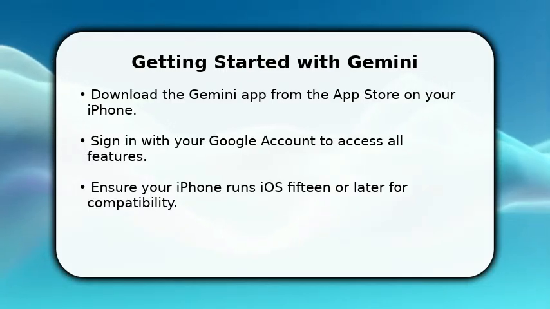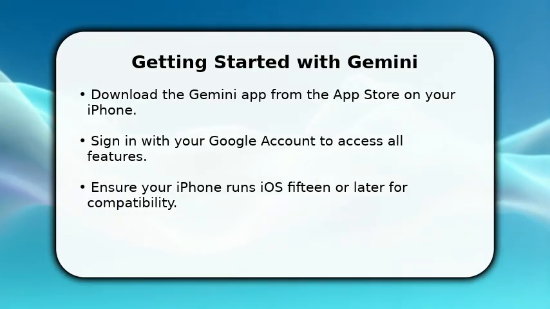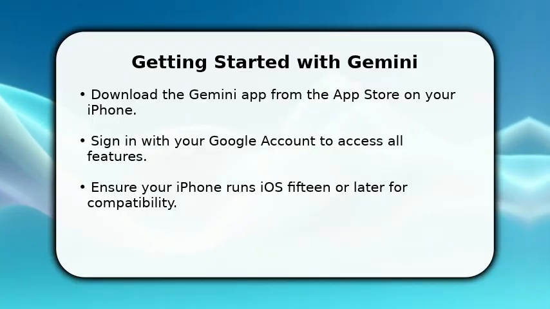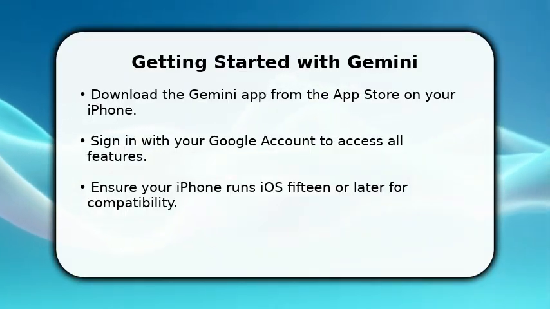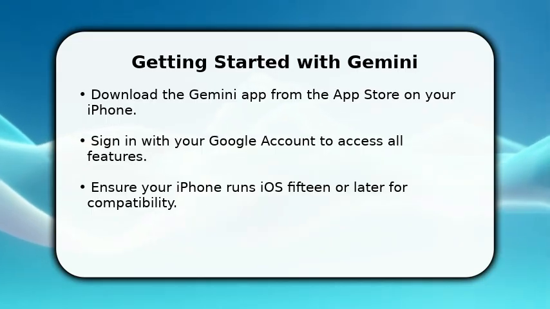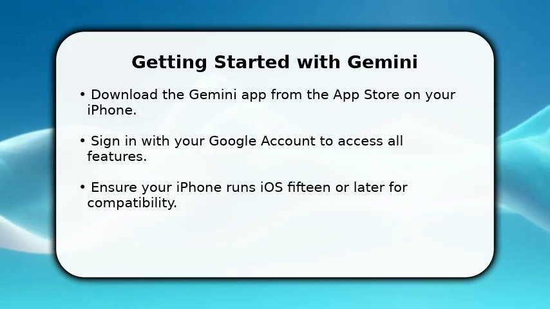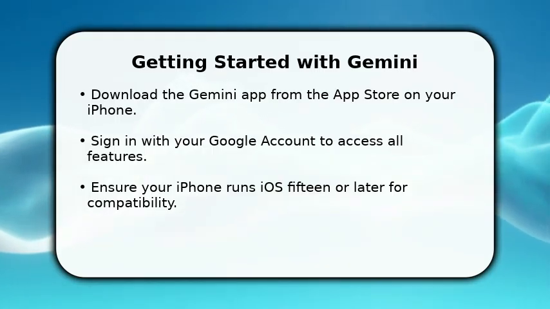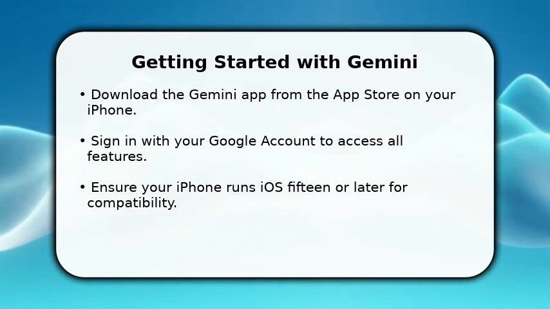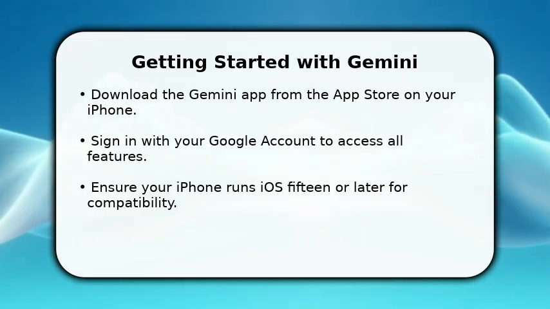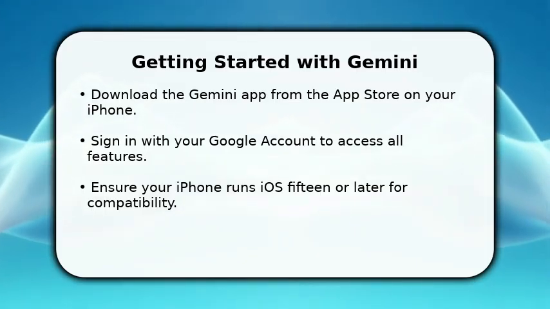In this video, I will explain how to use Gemini on iPhone. First, you'll want to download the Gemini application directly from the App Store. Once installed, simply open the app and sign in using your Google account to unlock its full potential. It's important to ensure your iPhone is running iOS 15 or a newer version for the best experience. This quick setup gets you ready to explore everything Gemini has to offer.